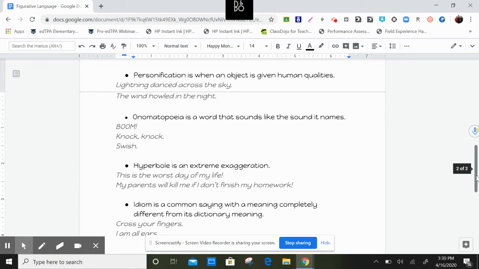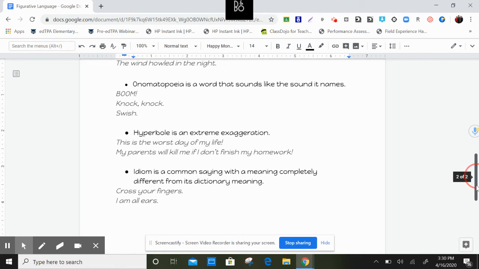Do you see how much more beautiful and vivid and emotional that sounds? Another example is "the wind howled in the night." Does a wind have a mouth and lungs to actually howl and make the howling sound? No, it's wind, right? But what this is saying is the wind was noisy and maybe it made a howling sound. So that's what that means.